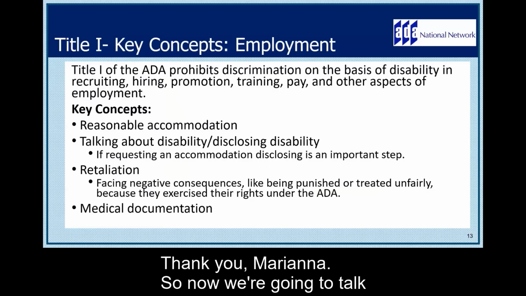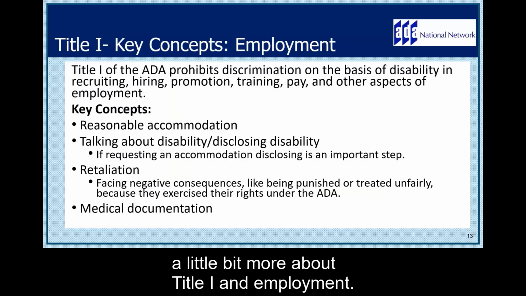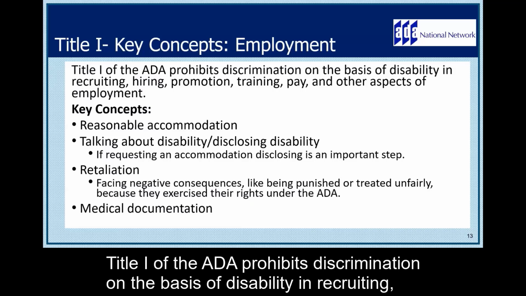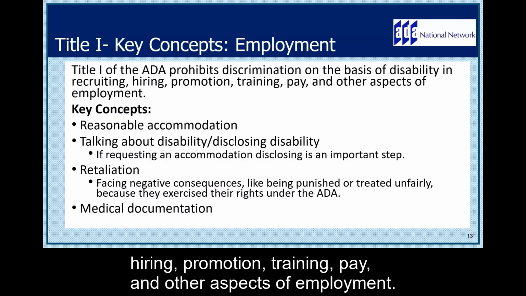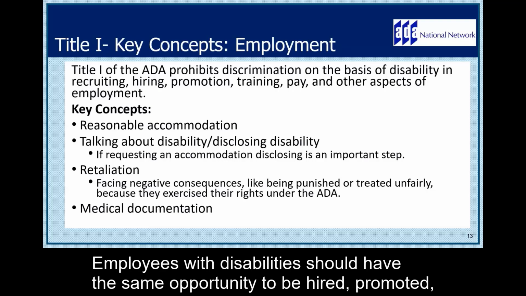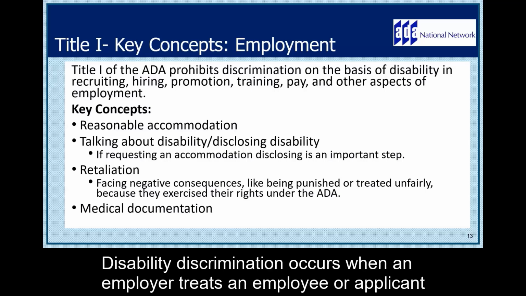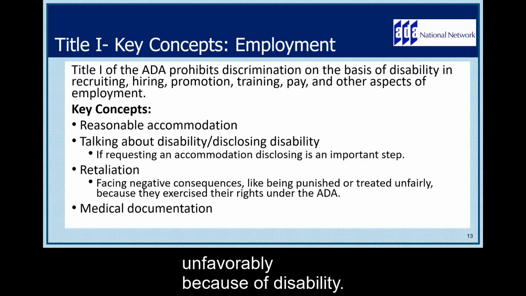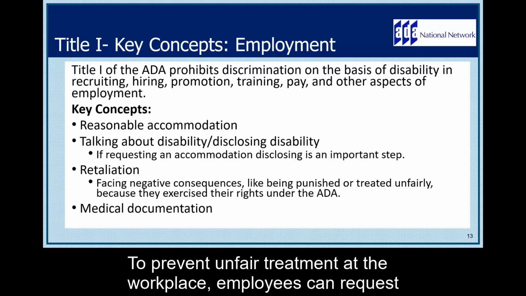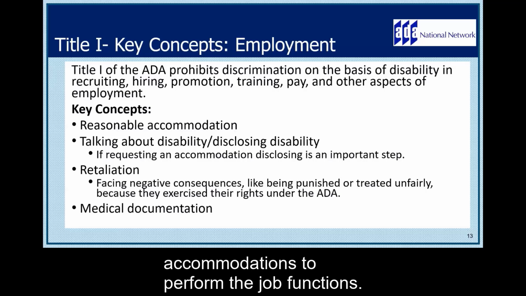Slide 13. Thank you, Mariana. So now we're going to talk a little bit more about Title I and employment. Title I of the ADA prohibits discrimination on the basis of disability in recruiting, hiring, promotion, training, pay, and other aspects of employment. Employees with disabilities should have the same opportunity to be hired, promoted, paid, and trained as any other coworker. Disability discrimination occurs when an employer treats an employee or applicant unfavorably because of their disability. To prevent unfair treatment at the workplace, employees can request accommodations to perform their job functions.